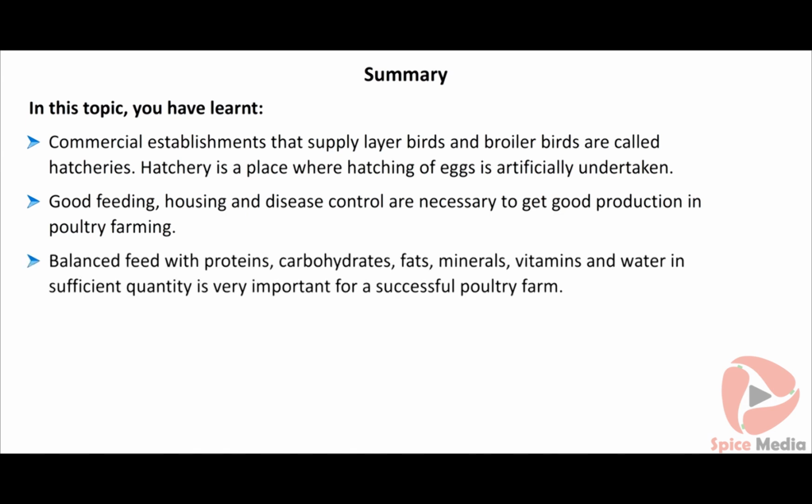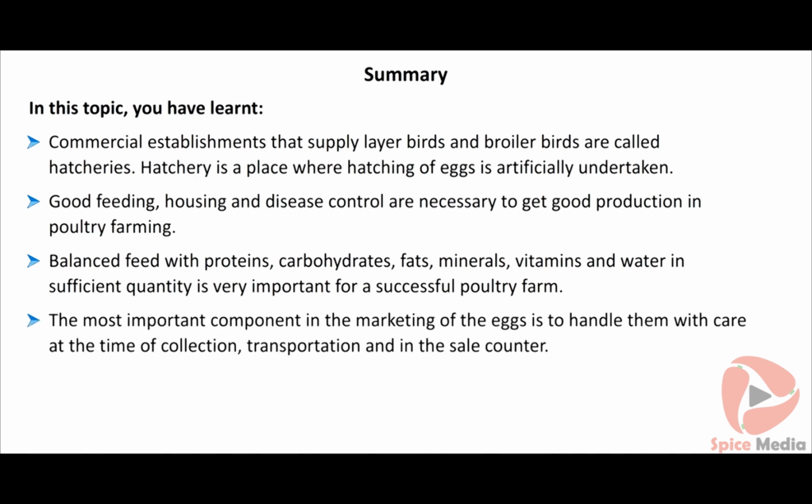Balanced feed with proteins, carbohydrates, fats, minerals, vitamins and water in sufficient quantity is very important for a successful poultry farm. The most important component in the marketing of the eggs is to handle them with care at the time of collection, transportation and in the sale counter.